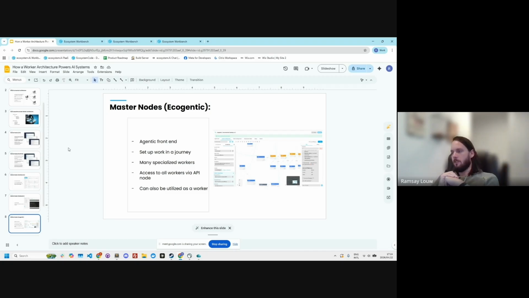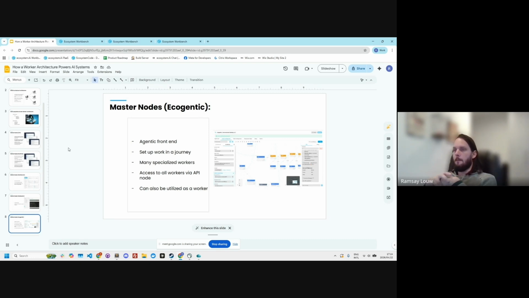Obviously, since this has roots in a more chatty, interactive framework, we have a lot of specialized nodes set up here that are specific to that approach. So you have messaging nodes and subscription nodes and things like that. But you also have access to all of the workers that the ecosystem has just via an API node. You just have a particular node that does API calls, and because all of the workers are available through API calls, anything you can do on the ecosystem environment, you can do through the ecogentic environment as well.